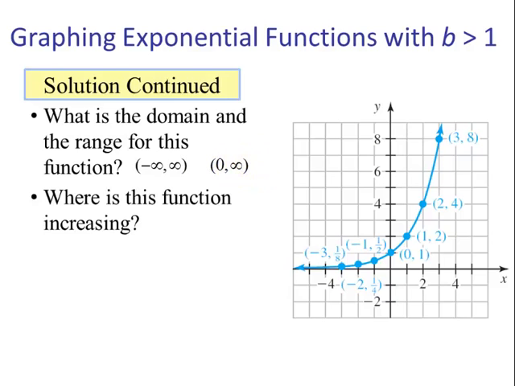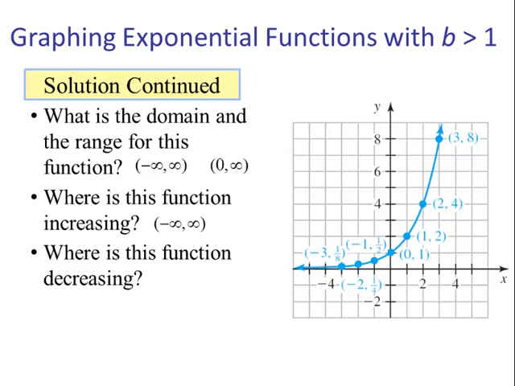Where is this function increasing? This function is increasing everywhere. As x gets bigger, y gets bigger. This is all real numbers. Where is the function decreasing? Decreasing means as x gets larger, y gets smaller, or as x gets smaller, y gets larger. And this is nowhere. This is what we call a strictly increasing function.